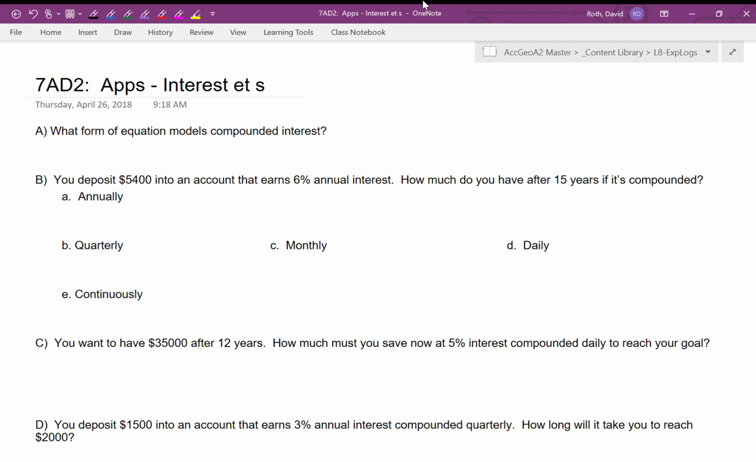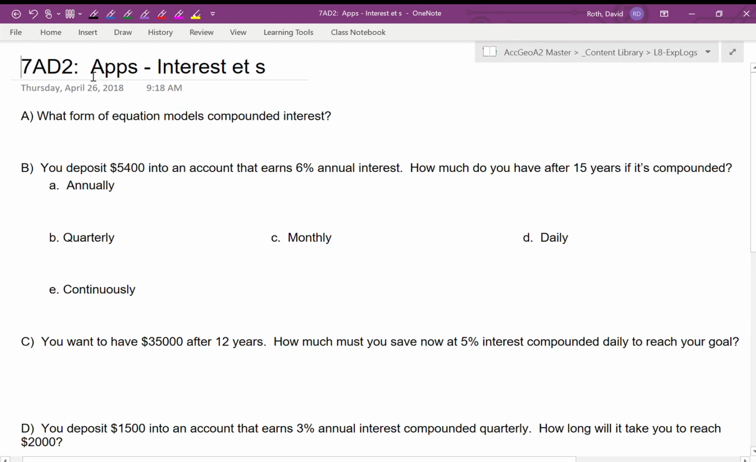Actually A through D that is all review. You can do this. See if you can do it. Actually, go ahead, hit pause if you want. I'll give you a sec. Write the equation that models compounded interest that we did a week ago or so.